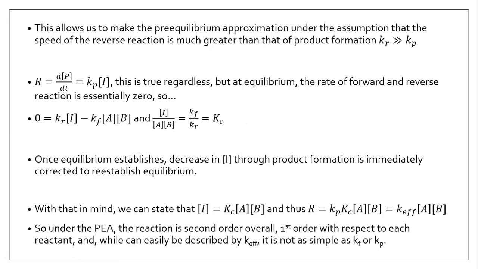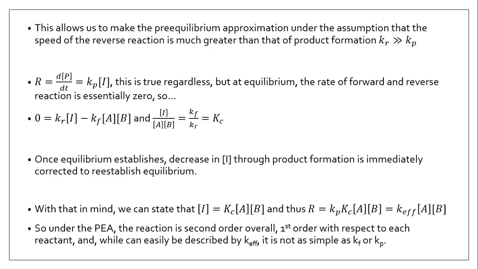Once equilibrium establishes, the decrease in I through the product formation is immediately corrected to reestablish equilibrium. With that in mind, we're saying that I equals our equilibrium constant times A times B. And thus, our rate of product formation is K of the second step times equilibrium constant K times A times B, or essentially K effective times A times B. So under a pre-equilibrium approximation, the reaction is second order overall, first order with respect to each reactant.